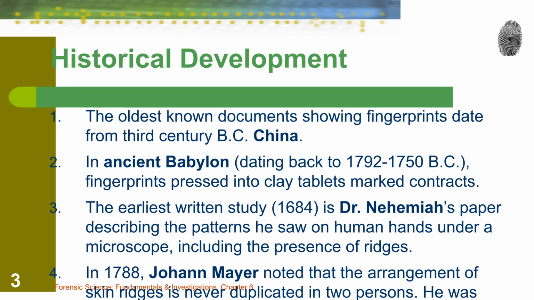Fingerprinting has a long history. The oldest known documents date back to the 3rd century BC in China. Ancient Babylon also used fingerprints on clay tablets to mark contracts. In 1684, Dr. Nehemiah provided the earliest written study describing the ridges on human hands. Later, in 1788, Johann Mayer noted that no two individuals have the same ridge arrangement.